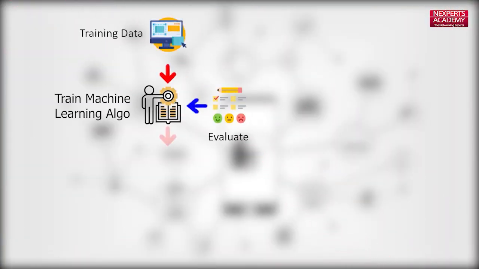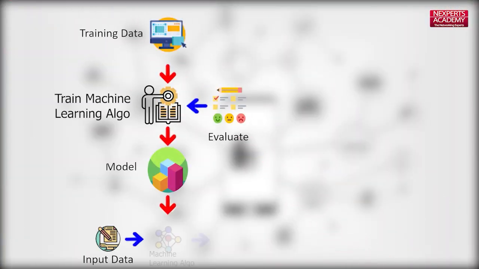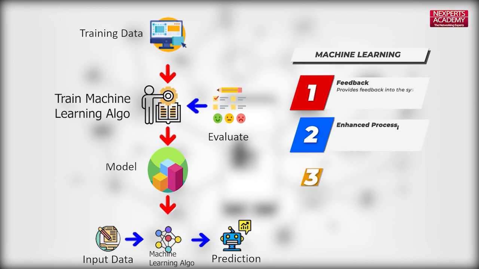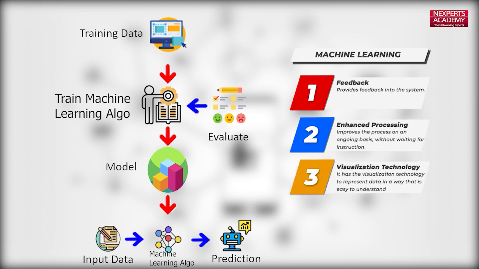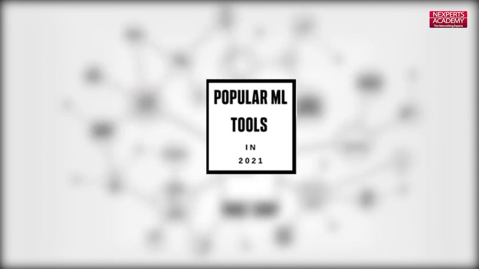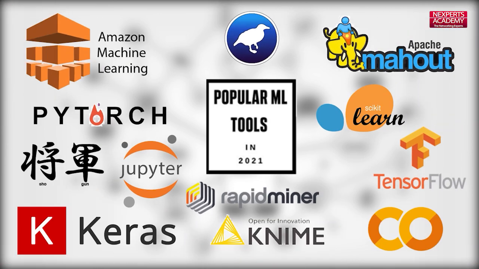Machine learning tools' functions are to provide feedback into the system and improve the process on an ongoing basis without waiting for instructions to come back from the corporate data center or cloud. It also has the visualization technology to represent data in a way that is easy to understand. These are examples of machine learning tools that are popular in handling big data and data visualization.